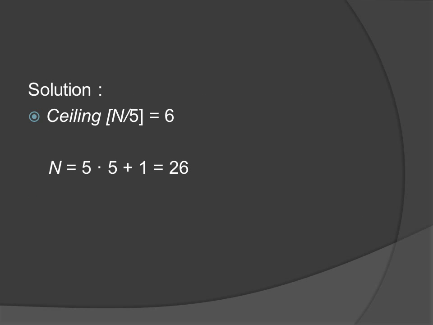Solution: the minimum number of students needed to ensure that at least 6 students receive the same grade is the smallest integer n such that ceiling of n over 5 is equal to 6. The smallest such integer is n equals 5 times 5 plus 1, which is 26. If you have only 25 students, it is possible for there to be 5 who have received each grade, so that no 6 students have received the same grade. Thus, 26 is the minimum number of students needed to ensure that at least 6 students will receive the same grade.